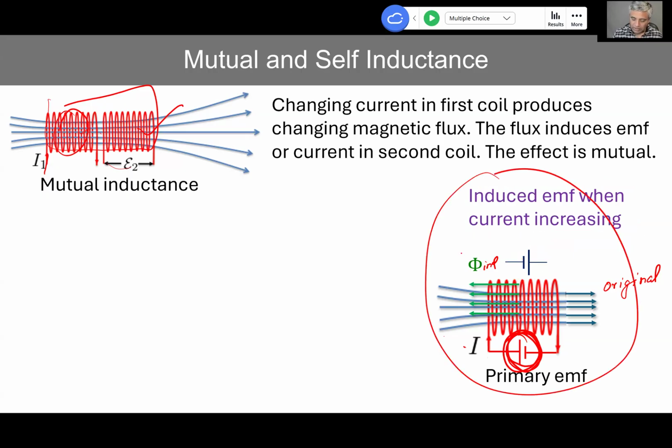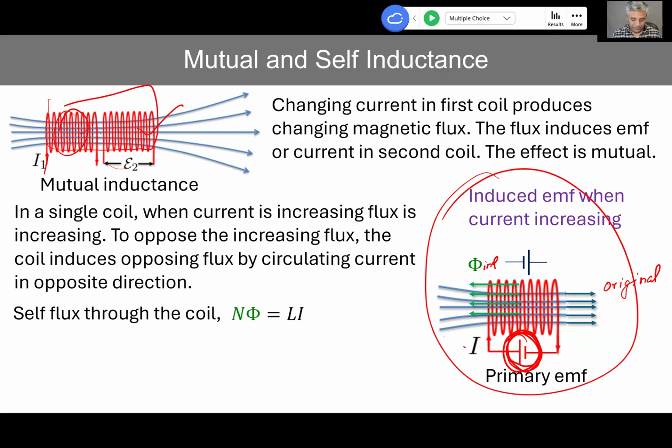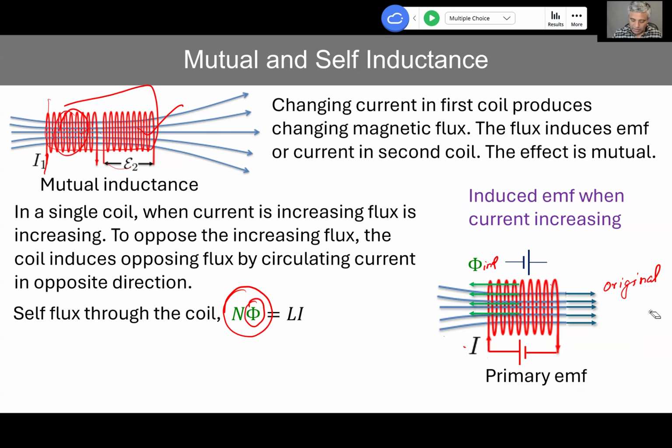This phenomenon is called self-inductance because it is happening to the same coil. Let's say phi is the flux through one coil, one turn. If there are N turns, the total flux is N times that. And that flux is proportional to the current: the larger the current, the larger the flux. This L here is a constant, like capacitance for a capacitor. We call it the inductance of an inductor. The inductor is the device, the name of the coil, and its property is the inductance, given by this constant.